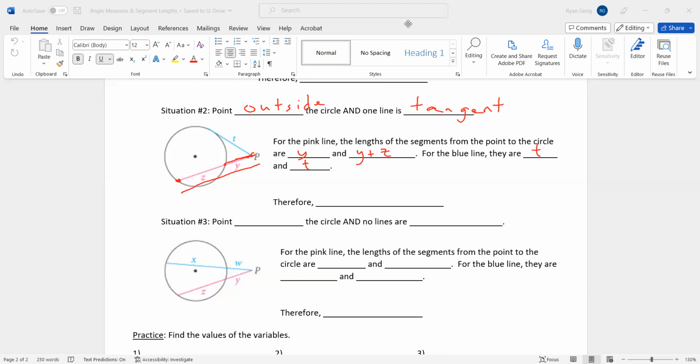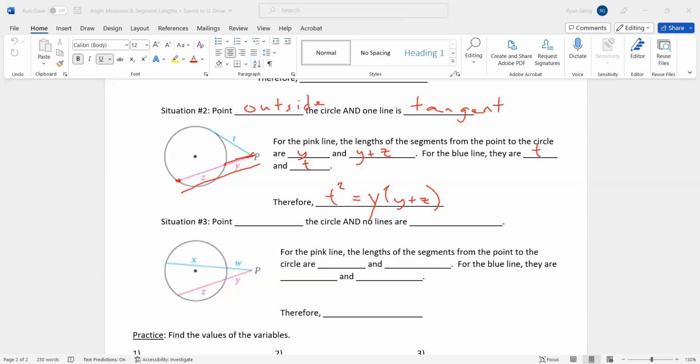The theorem stays the same. Those two segments, when I multiply them together, are equal. So what I get here is T times T, or T squared, equals Y, the first segment, times the second segment, which is Y plus Z.